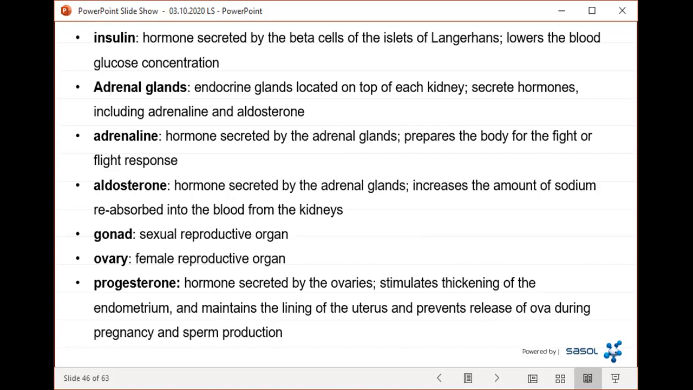Then gonad is a sexual reproductive organ, and we find ovaries and testes in it. Ovaries in females and testes in males. An ovary is a female reproductive organ. Progesterone is the hormone secreted by the ovaries, and it stimulates the thickening of the endometrium and maintains the lining of the uterus, and prevents the release of ovum during pregnancy as well, so it prevents ovulation.